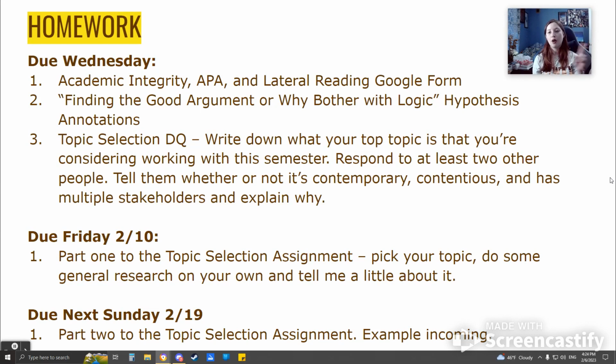There is an example on Canvas under our modules. If you want to take a look at it, if not, don't worry about it. I'll give you time to work on your topic selection in class. You'll do some general research just so you have a general awareness. Like, you can go on Wikipedia and just read some things. You don't necessarily need to save any articles yet. And then part 2 to the topic selection assignment will be due next Sunday, 2/19.